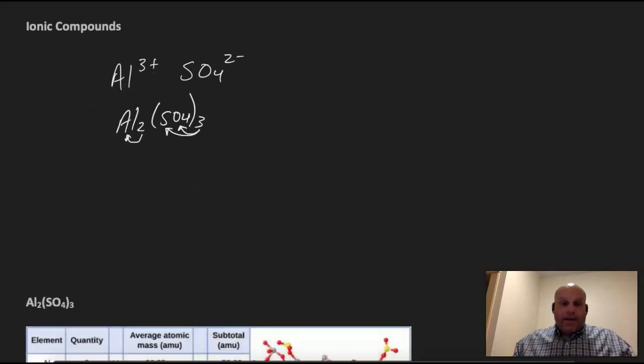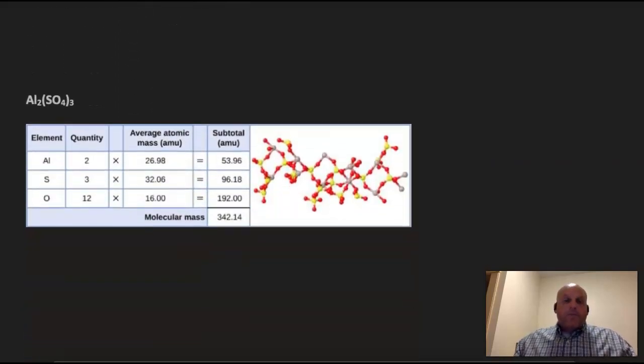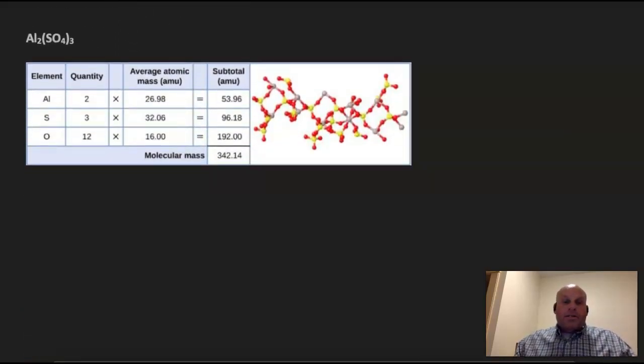So again, if I take a quick look at this table, I will see the 2 aluminum atoms times the average atomic mass of aluminum from the periodic table, and so forth, to determine those subtotals, and then sum those subtotals to get, just to be consistent with my point earlier, the formula mass of 342.14. That's all we have for this first section.